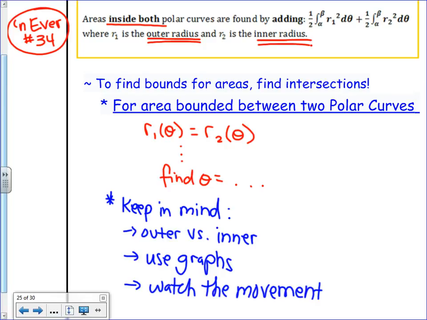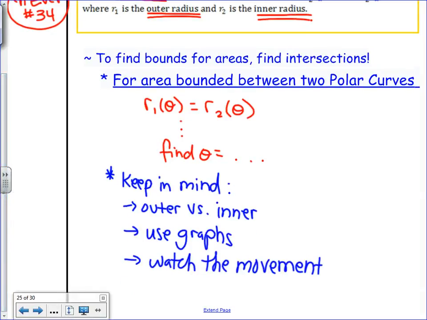and we're gonna have to watch the movement, because with polar curves, if you look at the graph, you don't know when it was somewhere, you just know that it was there. To know when, you have to know the angles, and that's where it gets tricky.